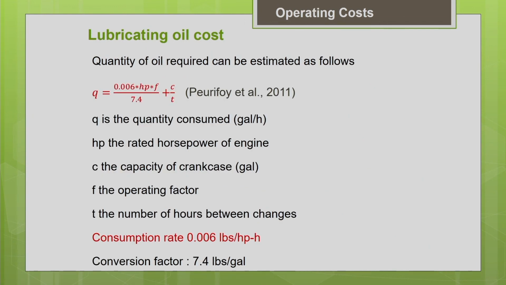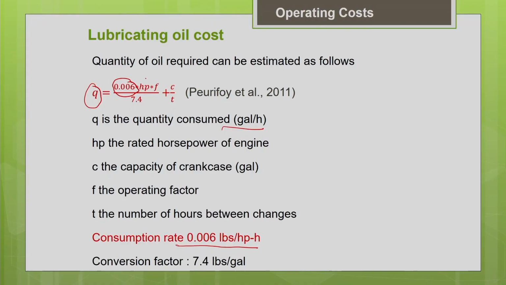Another thing is we also have theoretical formulae available in various literature to estimate the lubricating oil. This is one such formula. Q is the quantity of lubricating oil consumed, in gallons per hour. This 0.006 is the consumption rate of lubricating oil, 0.006 pounds per horsepower hour. So it depends upon the horsepower of the engine, and we are going to adjust this value according to our project conditions.